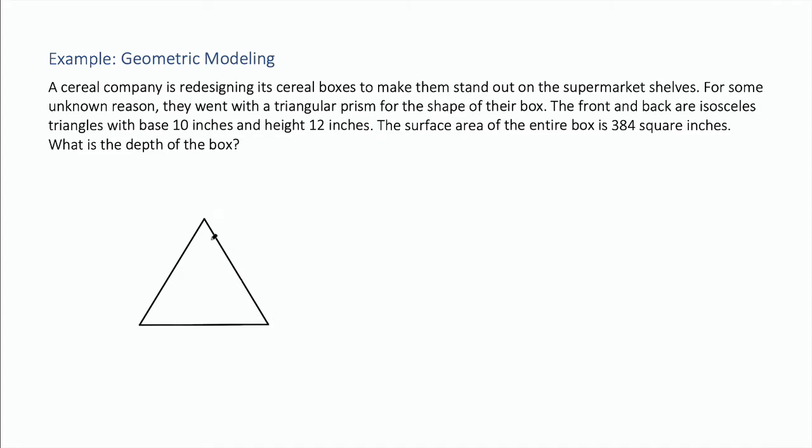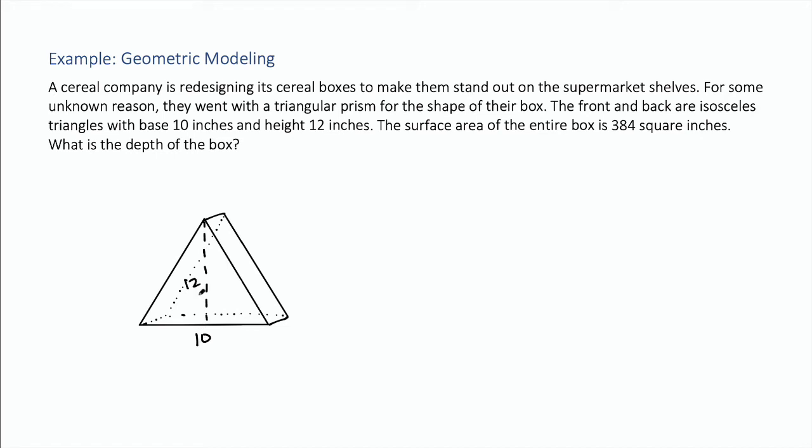Okay, so these two lengths right here are equal, and we know that the base is 10 inches and the height is 12 inches. Now, this is one side of the box, but it's a triangular prism, so we're going to extend it out, and we get our box. Maybe I should go a little bit behind, just so that we can see that three-dimensional figure. So there's our box, and we've labeled what we know, the base and the height.